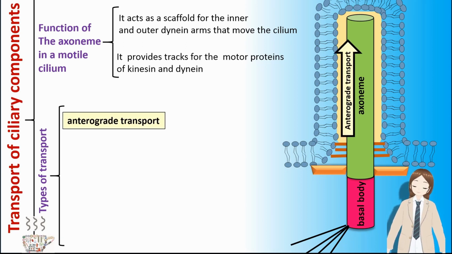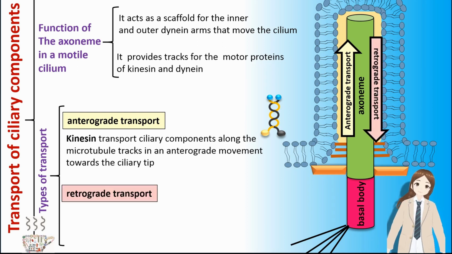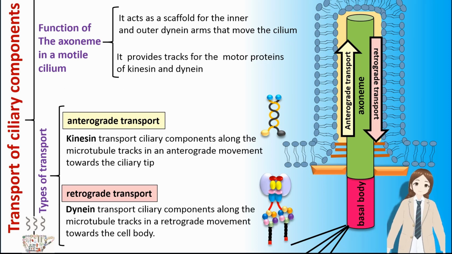Anterograde transport. Kinesin transports ciliary components along the microtubule tracks in an anterograde movement towards the ciliary tip. And retrograde transport. Dynein transports ciliary components along the microtubule tracks in a retrograde movement towards the cell body.